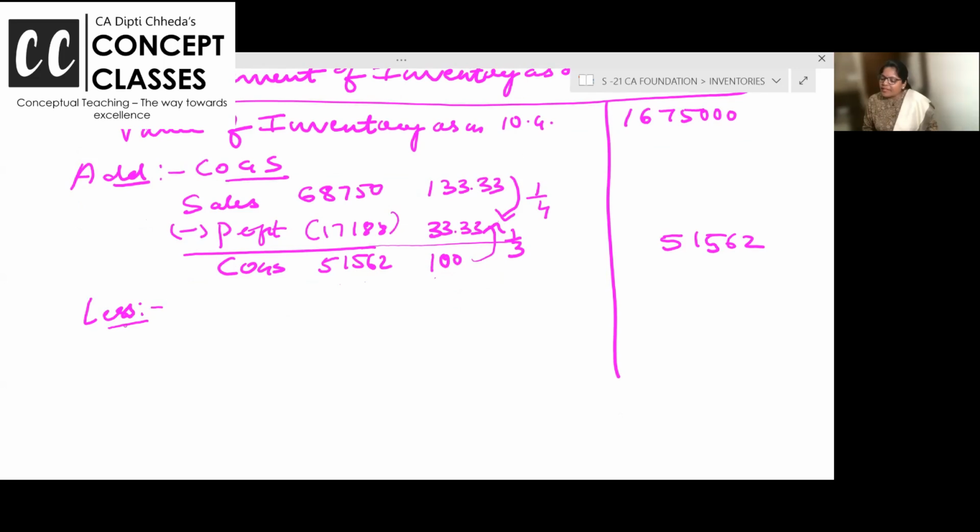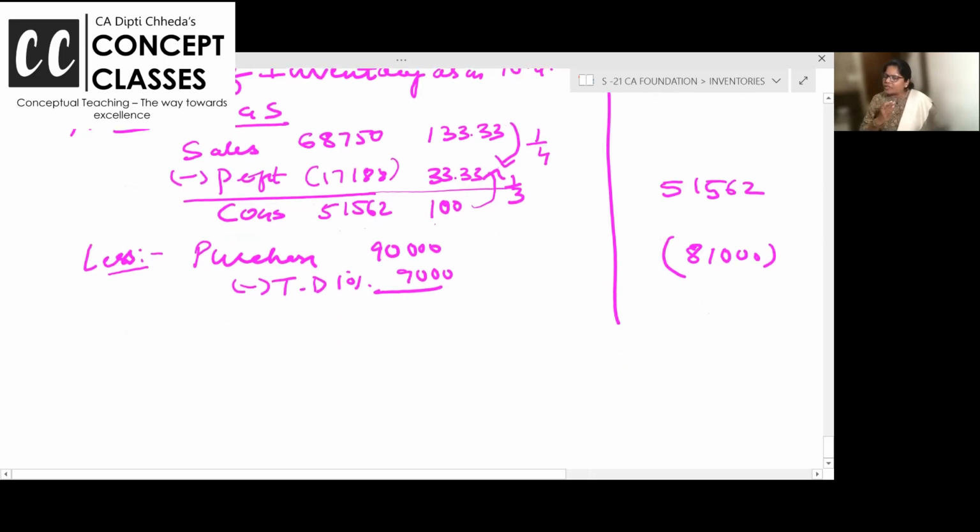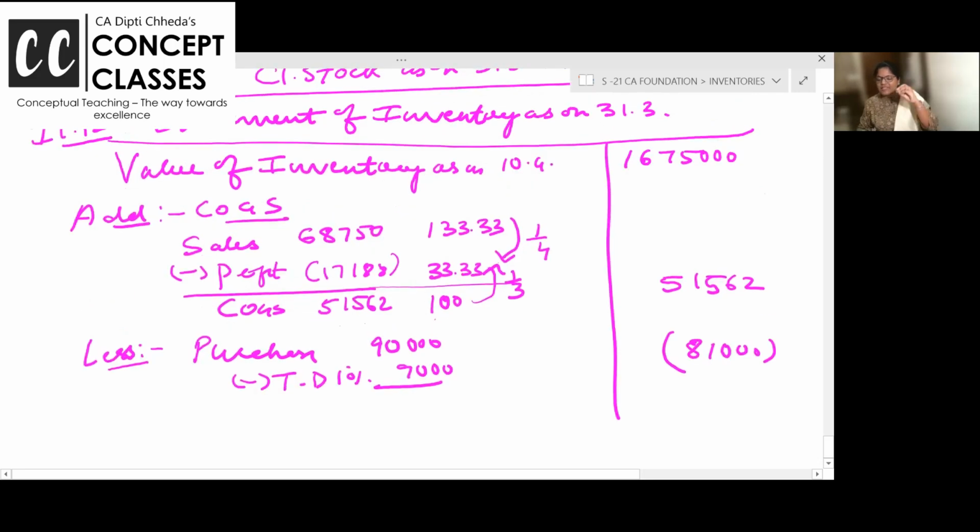Next item, purchases will be less. Whatever is the purchase between 1st to 15th, it's there in stock on 15th, but it's not the purchases of last year. So remove it. Purchases included inventory of 90,000 at a trade discount of 10%. Trade discount is not recorded in books. So it must have been recorded at 81,000, which is there in the stock. But 81 is purchased afterwards, so remove it.